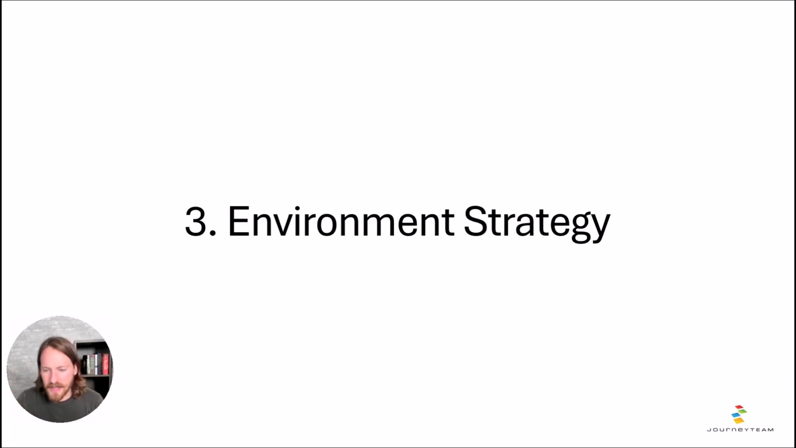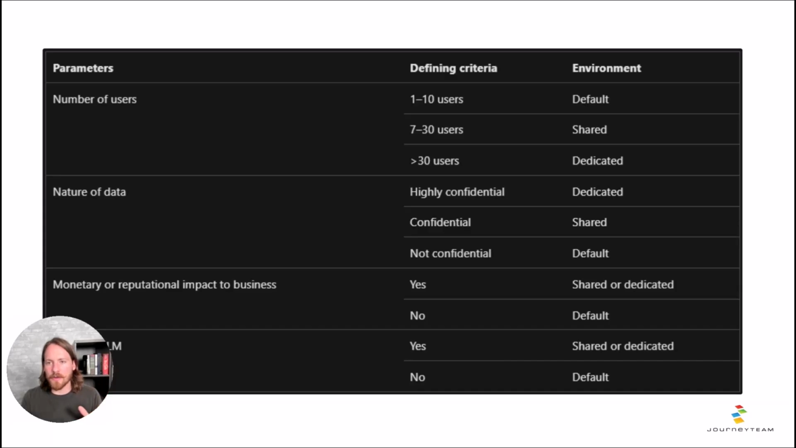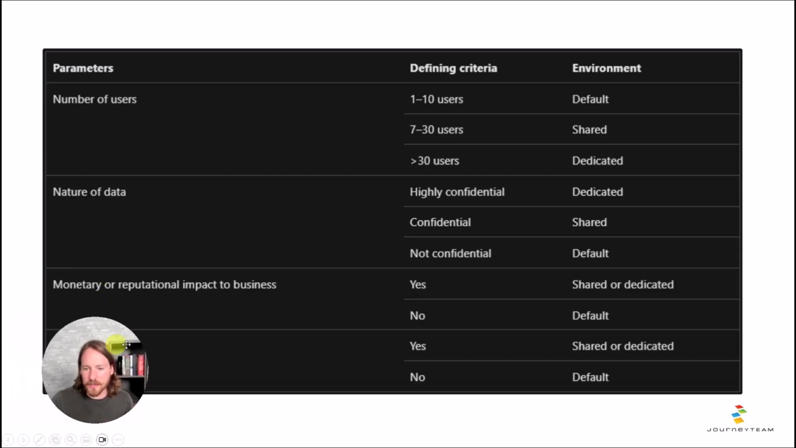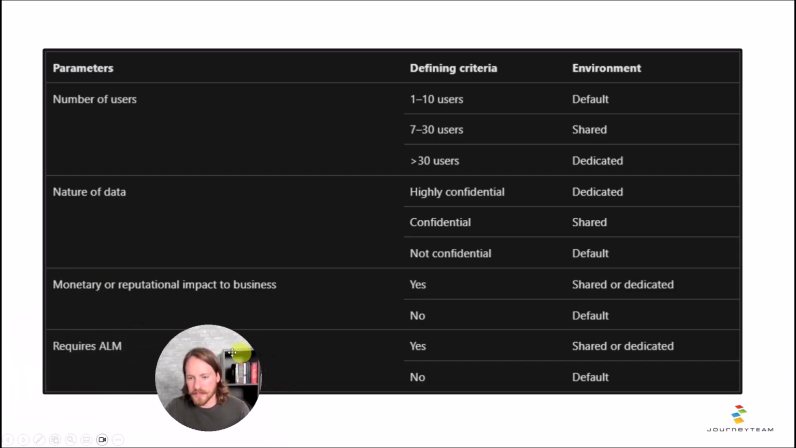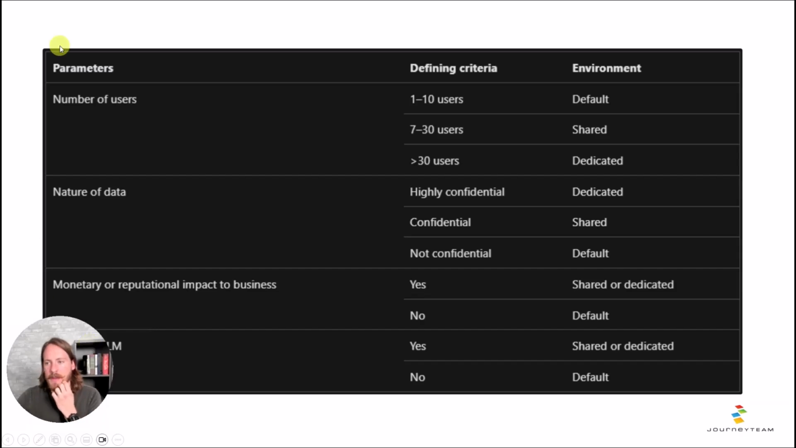Now, the nice thing is Microsoft has some general guidance about how they recommend using environments. They look at it first as number of users, and then the nature of the data, and then what's the impact to the organization, or if it requires application lifecycle management, meaning are you gonna be pushing applications through your dev, test, and production lanes. So this is a really nice way to put some hard numbers around it, like if you have 1 to 10 users, then they can feel free to build in the default environment. And then up from there, you can go to shared, dedicated, and all of that.